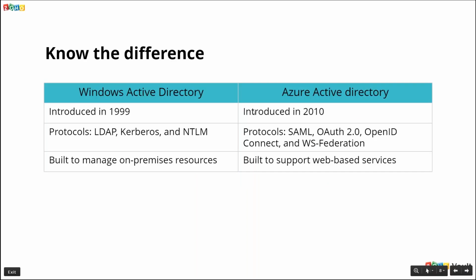Let us see the difference between Windows Active Directory and Azure Active Directory in this slide. The Windows Active Directory is an on-premise solution introduced in 1999. The Azure Active Directory was introduced in 2010. Microsoft developed it for new age companies who wish to run their business completely on the cloud. The commonly used protocols in the on-premise Active Directory are NTLM, Kerberos, and LDAP. On the other hand, protocols used in cloud-hosted Azure Active Directory are SAML, Web Services Federation, OpenID Connect, and OAuth 2.0.